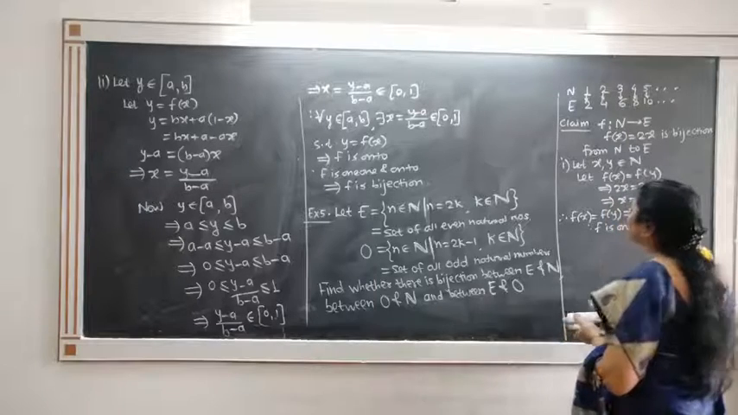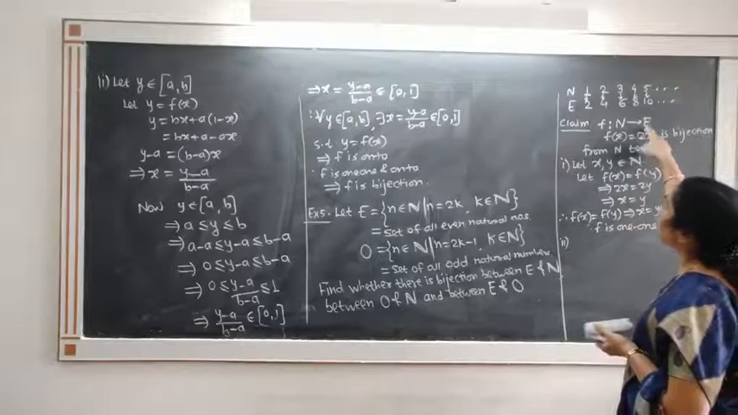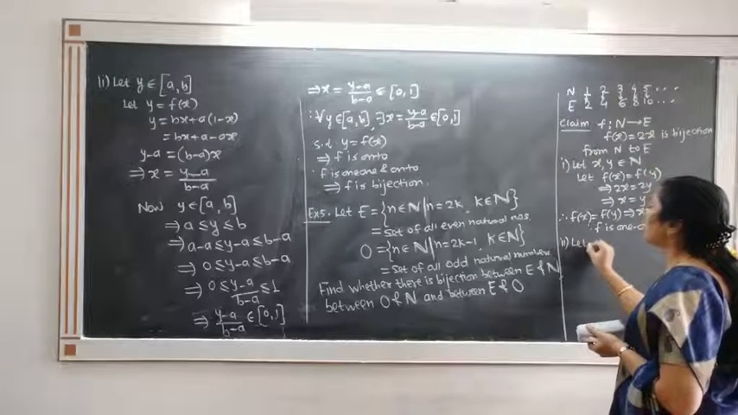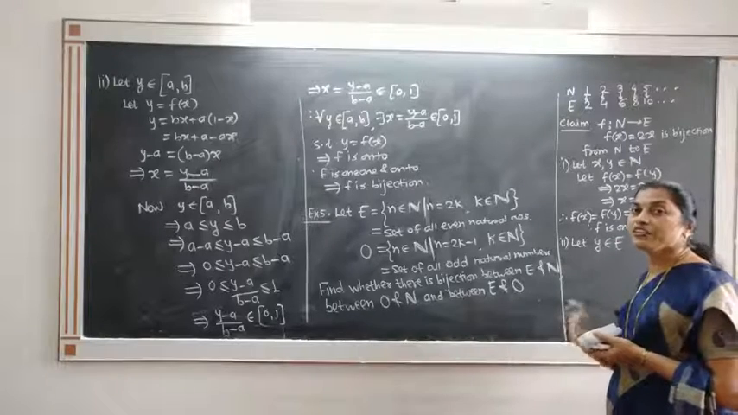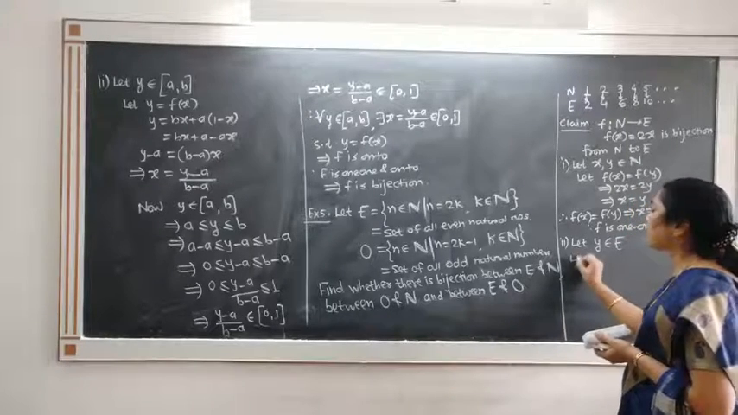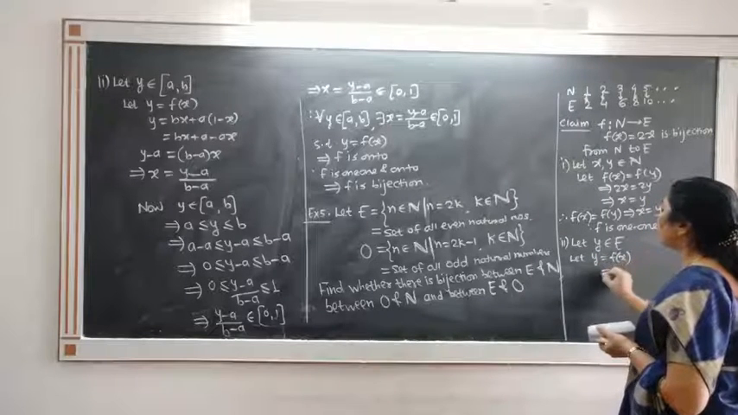Now we want to prove that f is onto. How to prove that f is onto? Start with an element in E. So start with an element y belonging to E, that is, y is an even natural number. So start with y belonging to E and let us assume y is equal to f(x). Solve it for x.